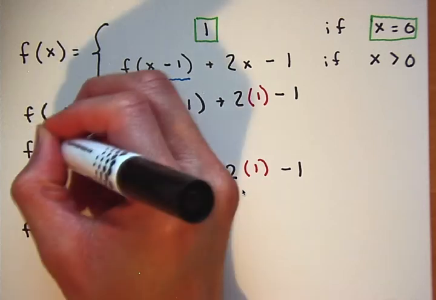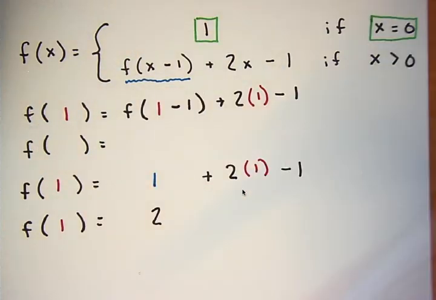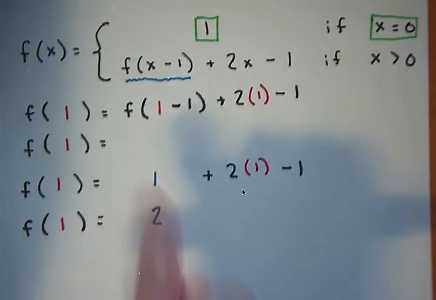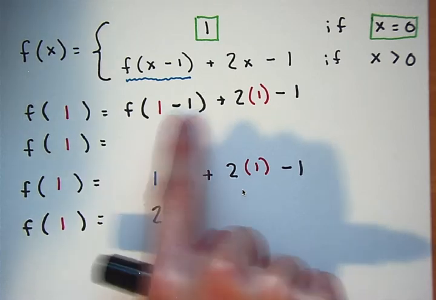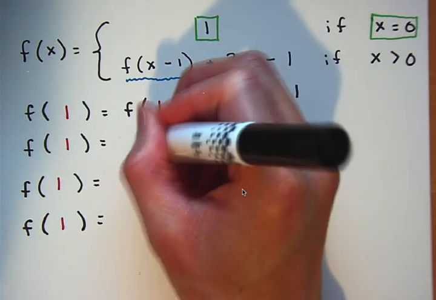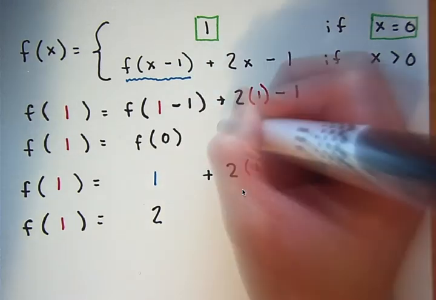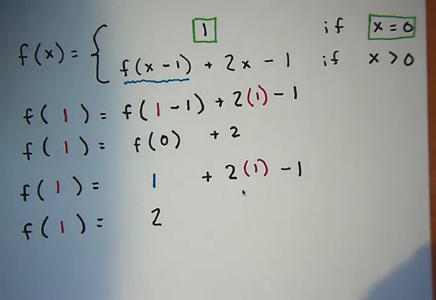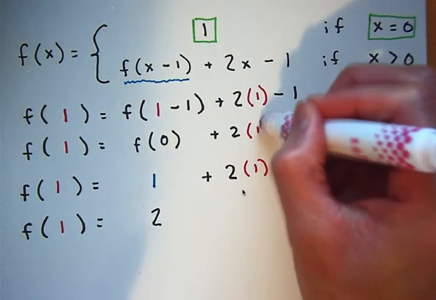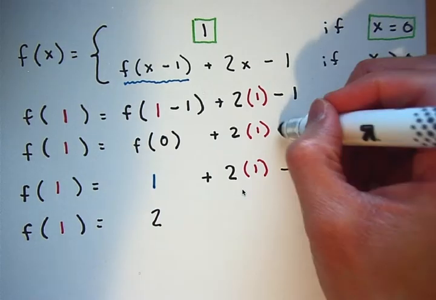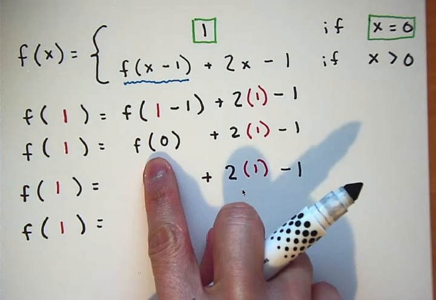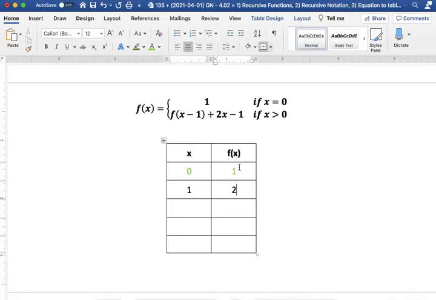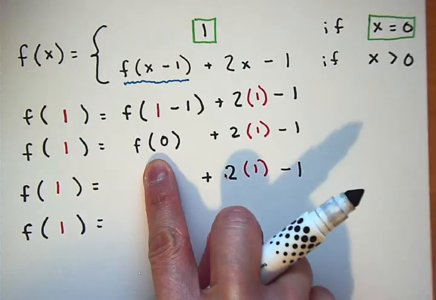So let's evaluate this. F of parentheses 1 minus 1 is 0. So this is f of 0. I'm just going to leave the rest of this alone. Okay, and f of 0, that is my y value when x equals 0. So my y value when x equals 0 is 1, which is right there.